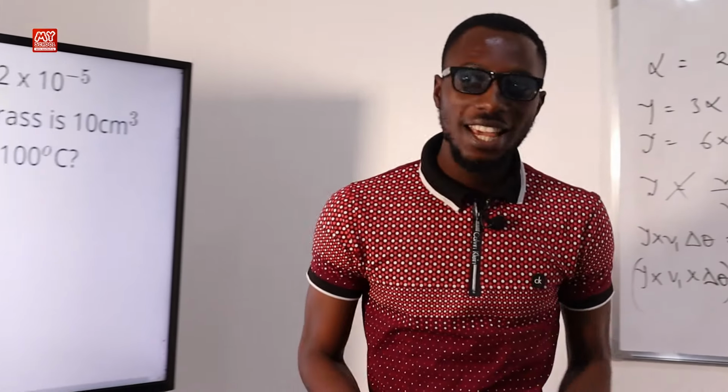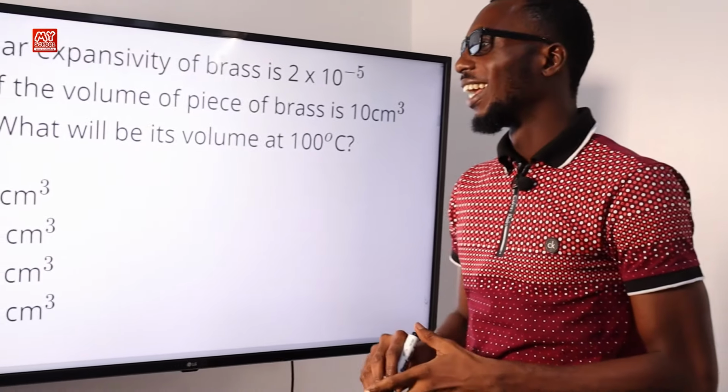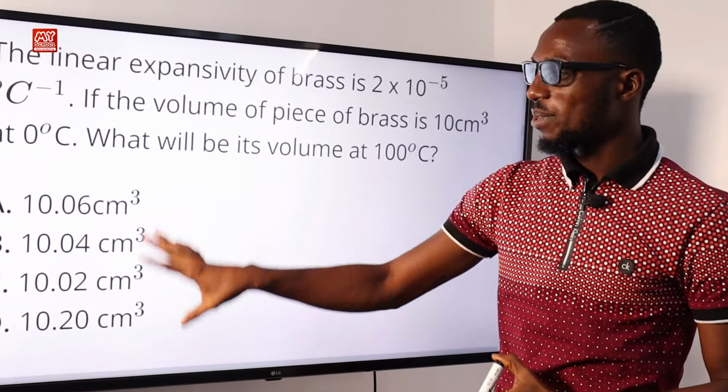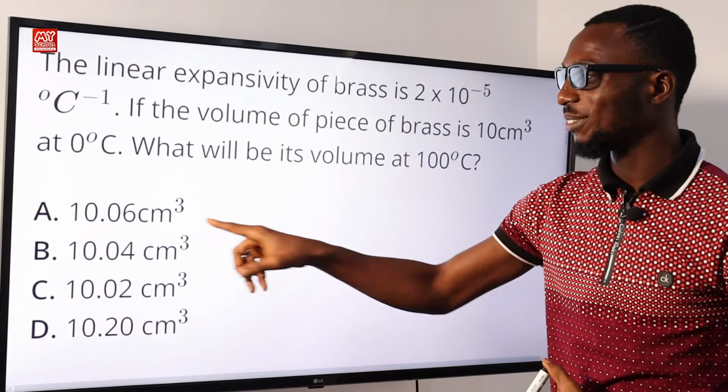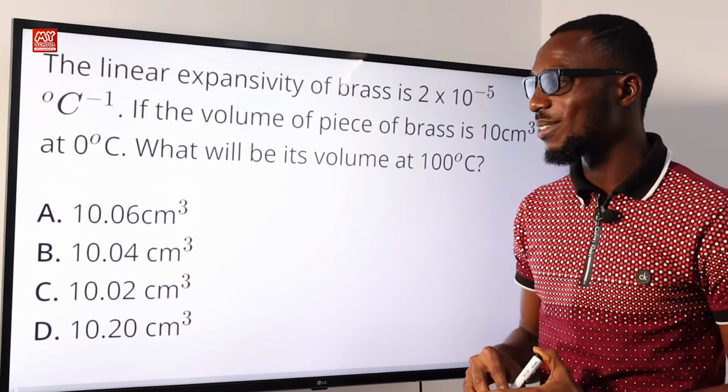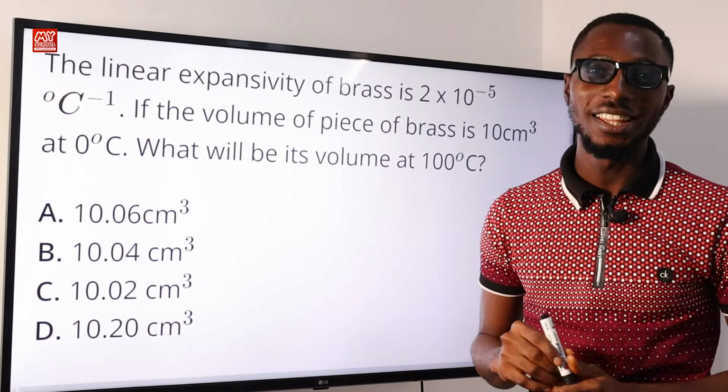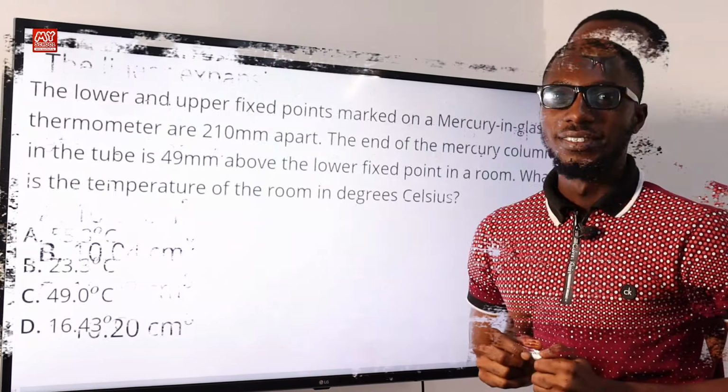So let's go back to the screen and select the correct option. Having V2 as 10.06 centimeter cube, look through all of these options and you will see option A, 10.06 centimeter cube. Option A is very correct.